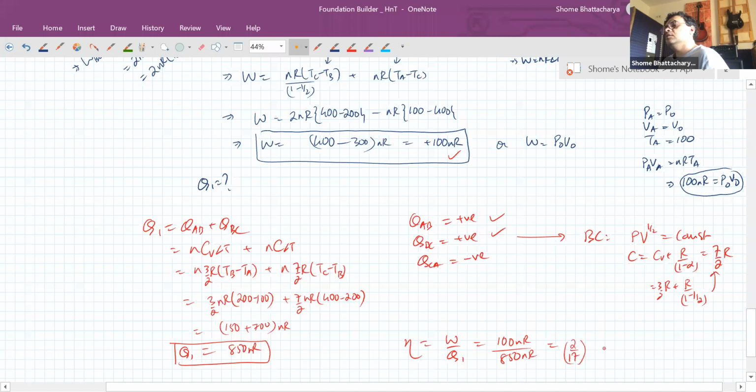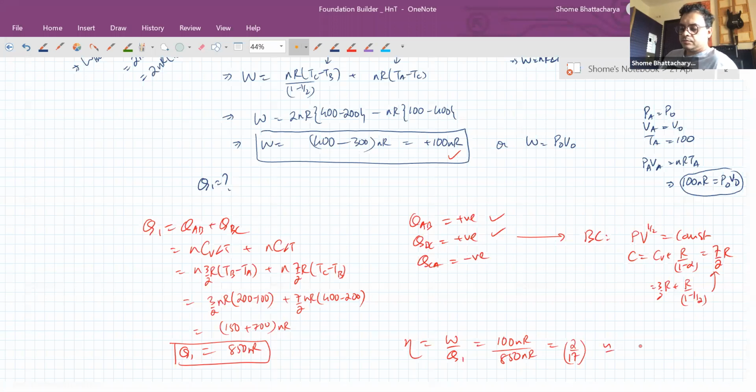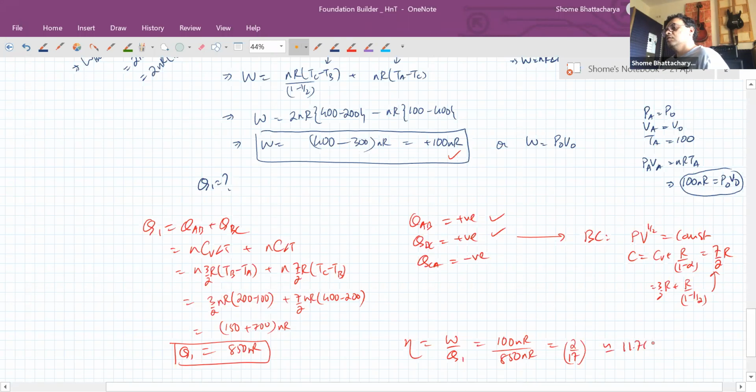is 2 by 17, or if you convert that to a percentage, you can see that it will be nearly 11.76%. That is the efficiency. So very good, Kunj, your answers were correct.